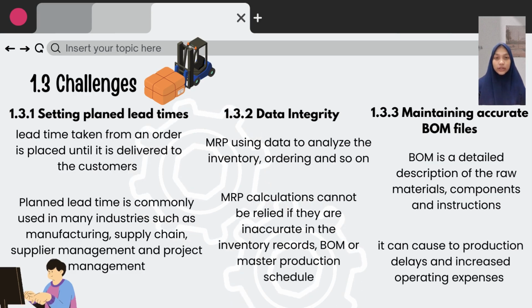Next is 1.3, which is challenges in using MRP in an organization. The first point is setting planned lead times. As we know, lead time is taken from when an order is placed until it is delivered to the customers. The budget time between when a production order is required to be completed and when work on the order is scheduled to begin is represented by planned lead time, which is the planned order release date.